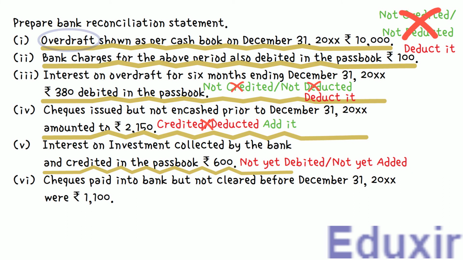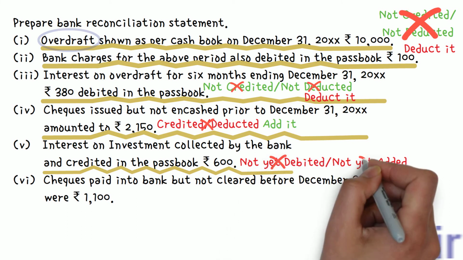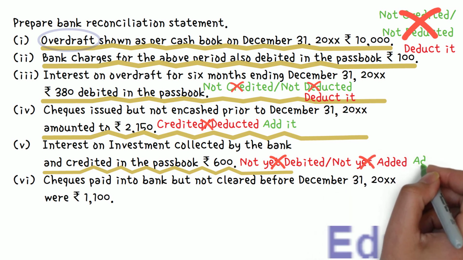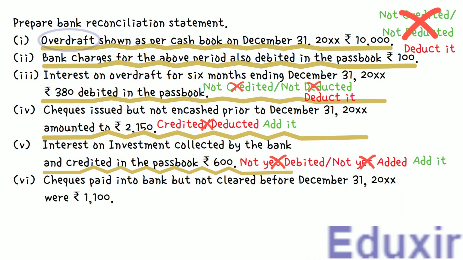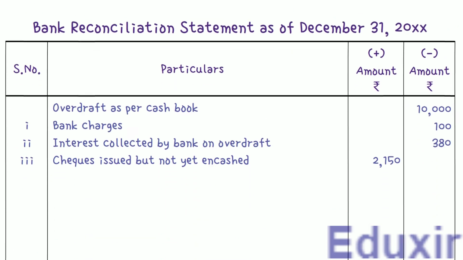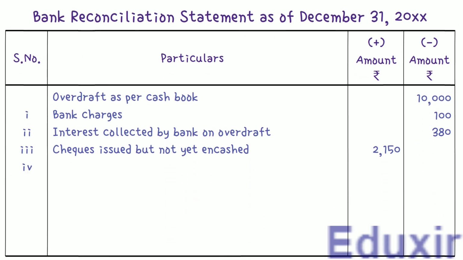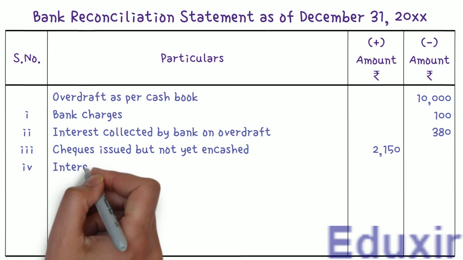So, obviously, there will be difference in the cash book balance and the bank passbook balance. So, we need to add this interest amount to the cash book balance to get the passbook balance. With this analysis at our disposal, let us now proceed with the recording of these details into the bank reconciliation statement. Let us first write the serial number. Let us then write the particulars as interest on investment collected by bank.